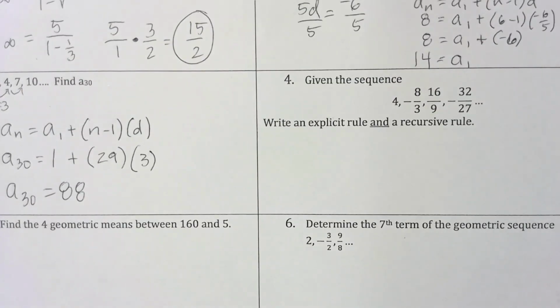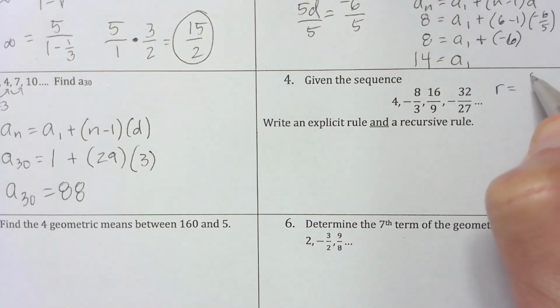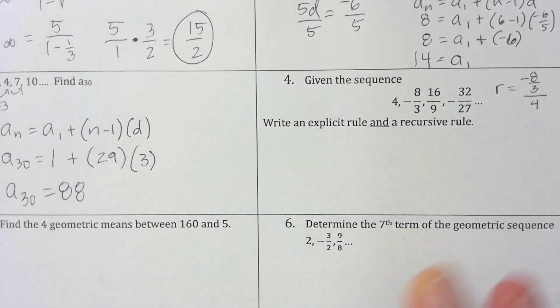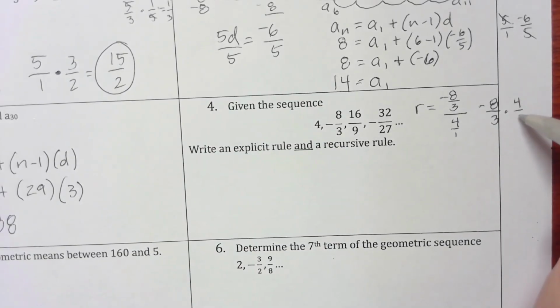Okay, here's a sequence. First, again, we have to decide, are we adding here or are we multiplying? I've got a hunch that we are multiplying. So I'm going to do the second term divided by the first term. That's how you can find r. So that's negative 8/3 divided by 4/1 means times 1/4.